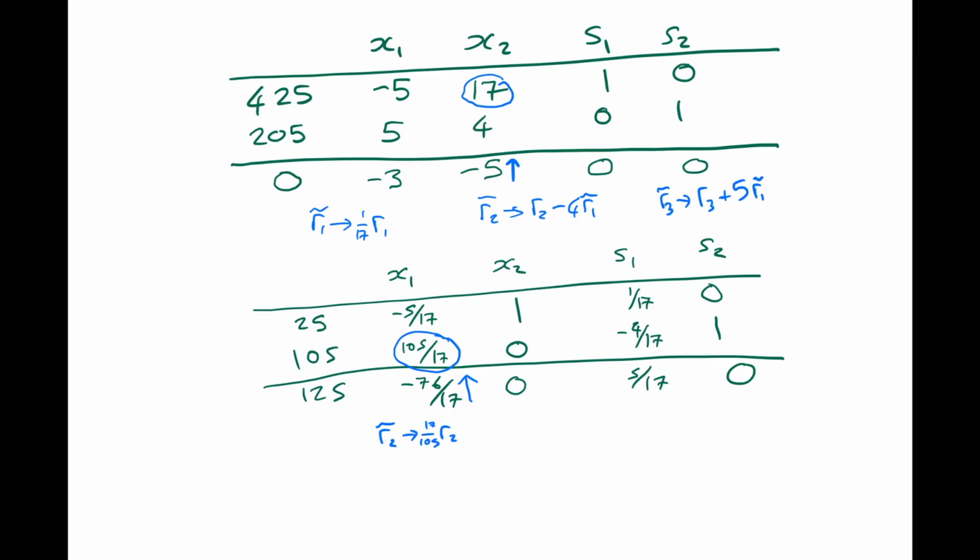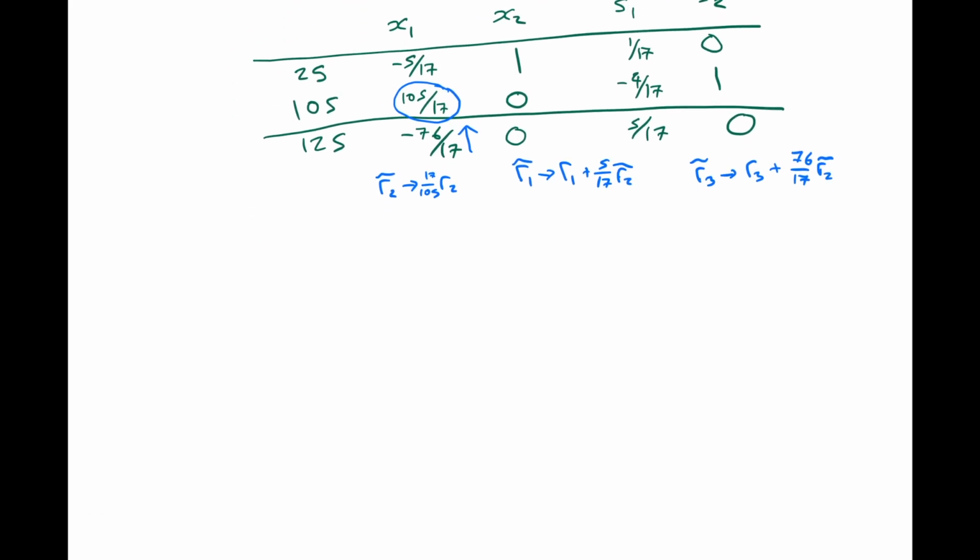And all the other row operations, we are trying to get zeros in the rest of this column. So our new row 1 will become our old row 1 plus 5/17 of our new row 2. Our new row 3 will become our old row 3 plus 76 over 17 lots of our new row 2. So we can write down the next iteration of the simplex tableau by performing these row operations.